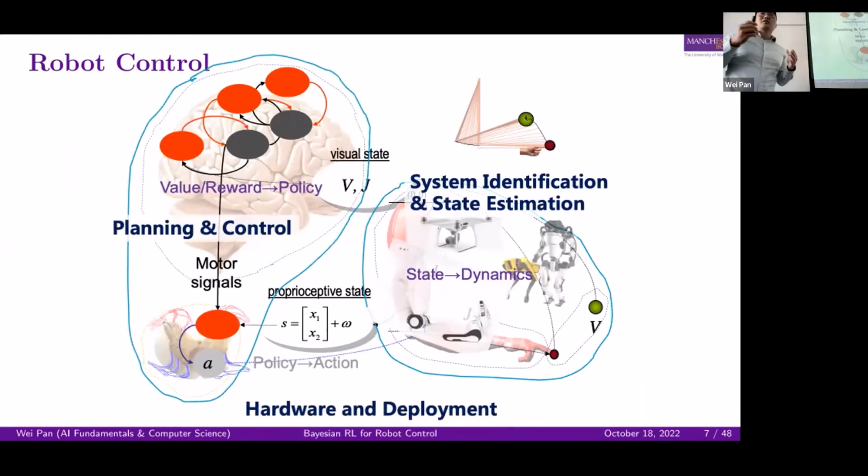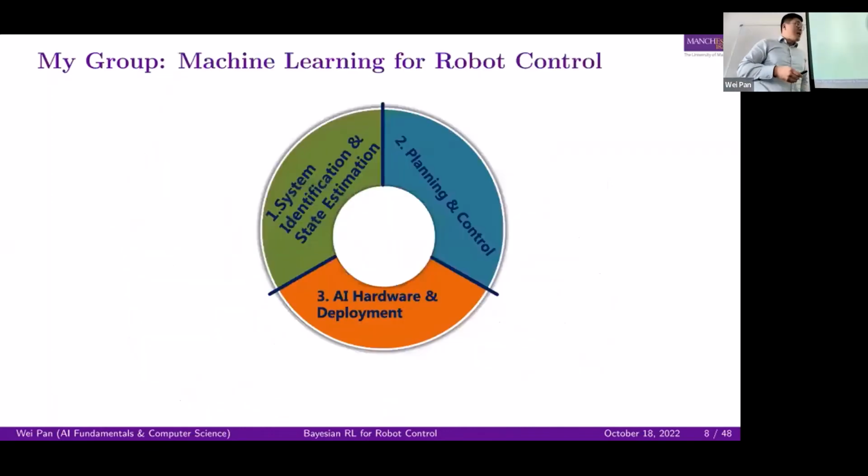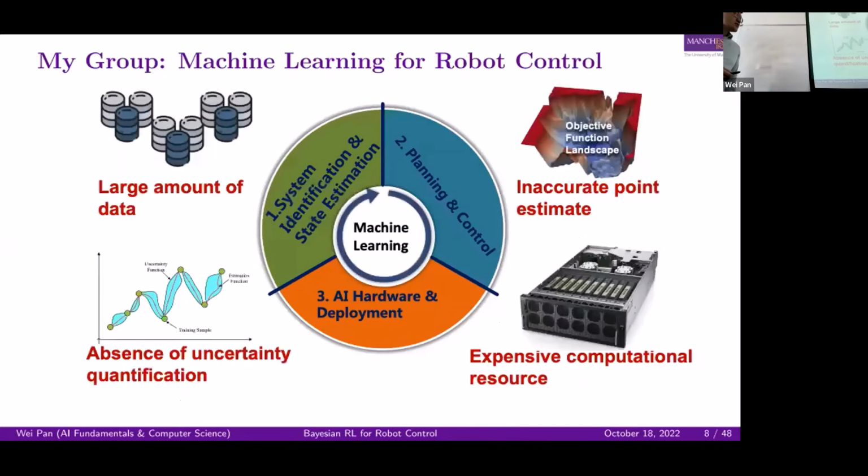However, robots are different from humans, right? It's a piece of hardware. So you have to adapt the algorithm and implement the algorithm to the particular hardware, and adapt the deployment. And my research group is focusing on using machine learning for robot control. And we made contributions in these three important pillars.